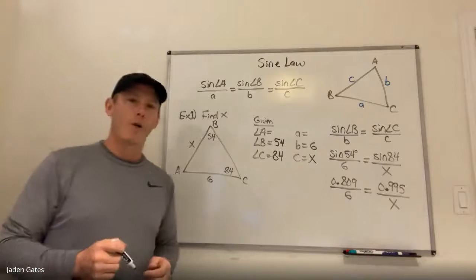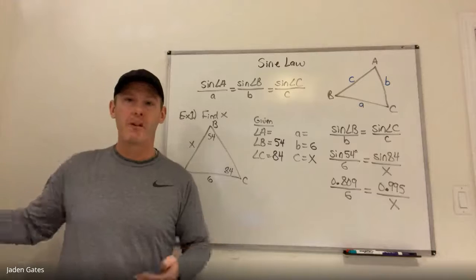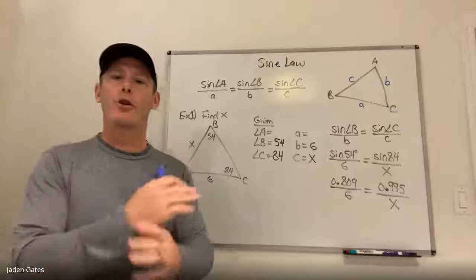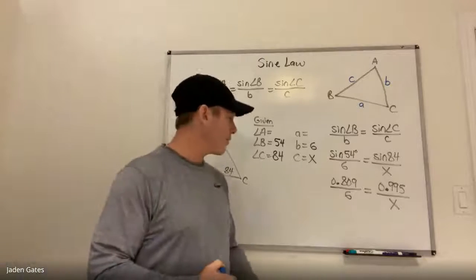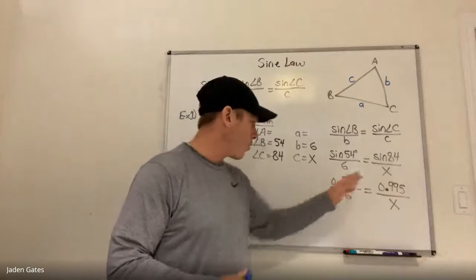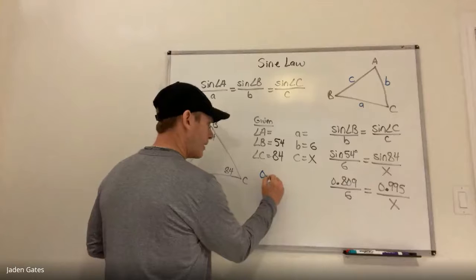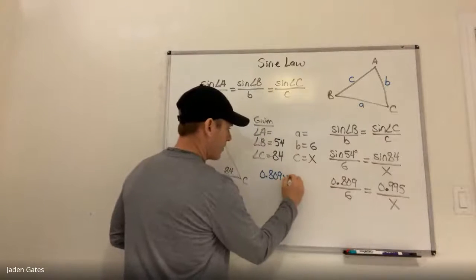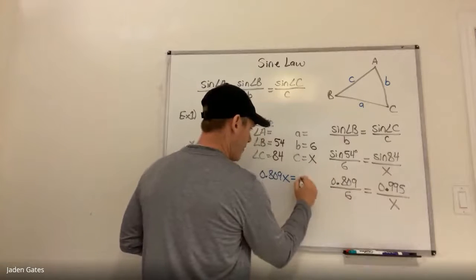Now, where do we go next? I have a fraction equaling a fraction. We've had that before today, that's for sure. To simplify that, I'm going to cross multiply. In fact, it always happens with the sine law, a fraction equaling a fraction. So I am going to cross multiply. And so I'm going to have 0.809 times x, and that's going to be equal to 6 times my 0.995.